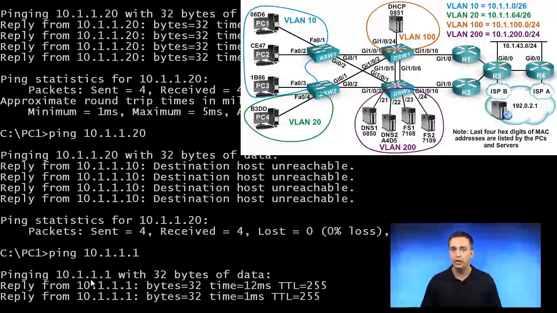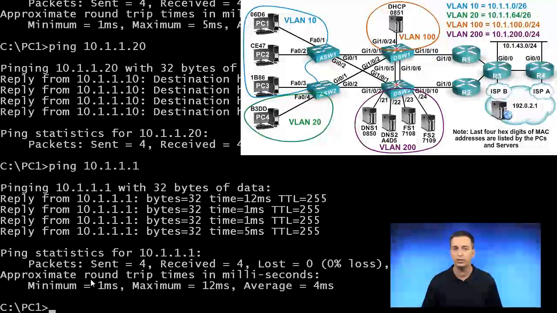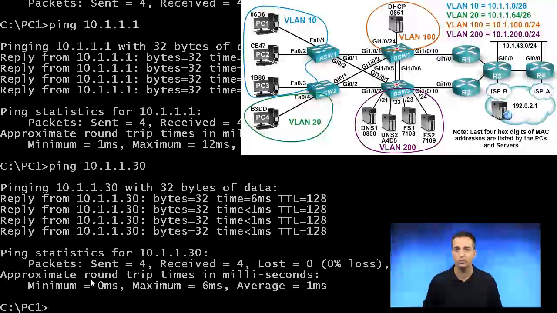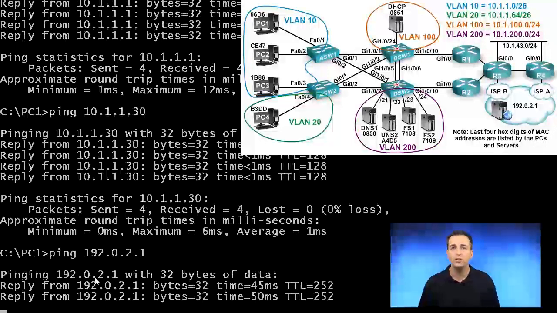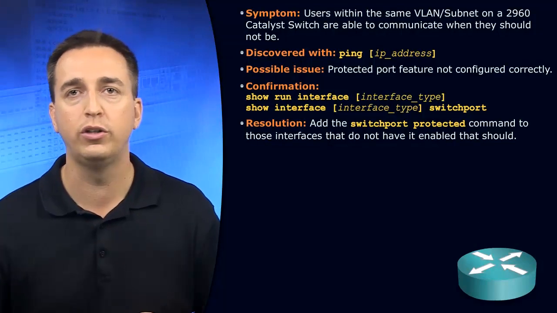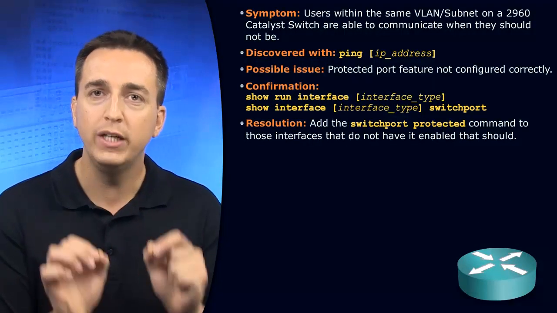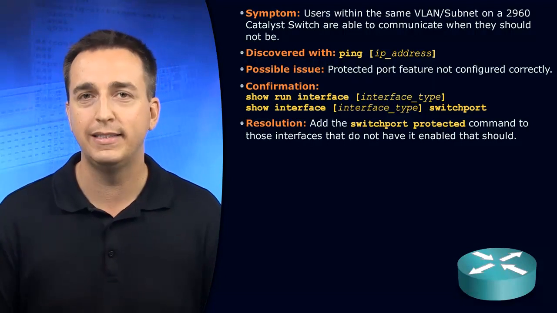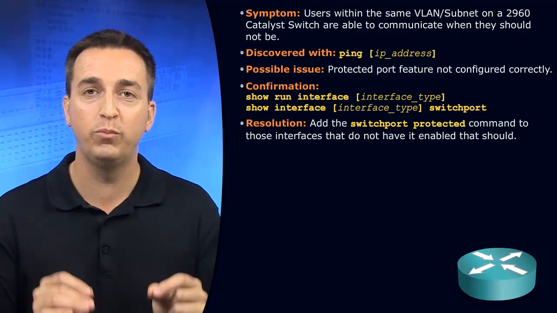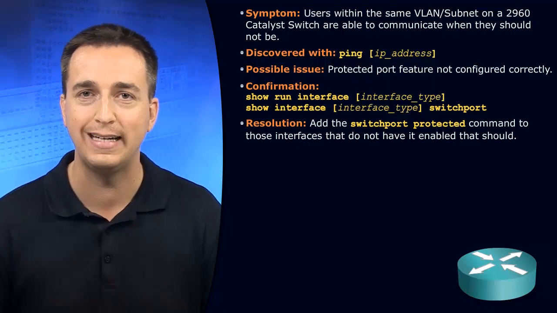Yes, we can. Can we still ping PC3, which is connected to ASW2, even though it's in the same VLAN? Yes, PC3 is still reachable. What about the internet, 192.0.2.1? Yes, we can as well. So that protected port feature is designed to control the flow of traffic between two switch ports on the exact same switch, as we saw in the example. But it's only going to do so if both switch ports are configured with the switchport protected command.